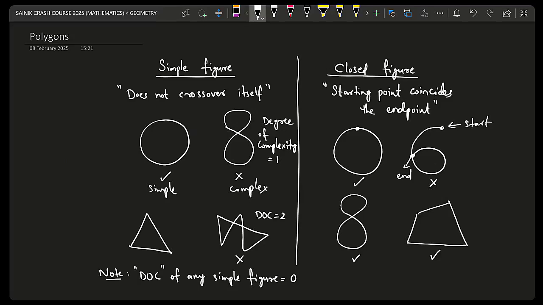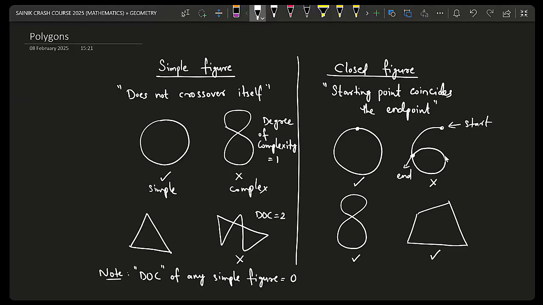Rishika, what's your doubt? Sir, I didn't understand closed figure.